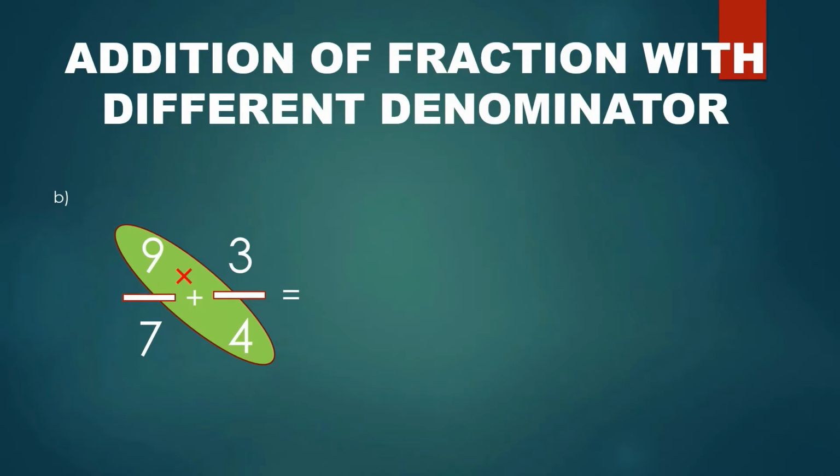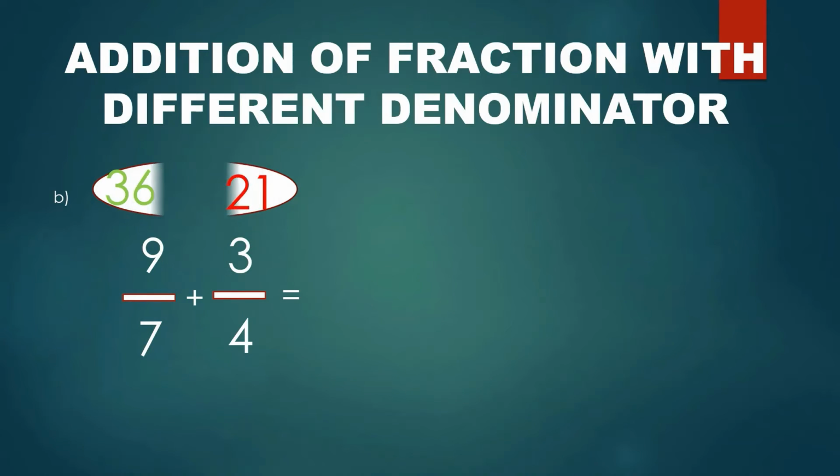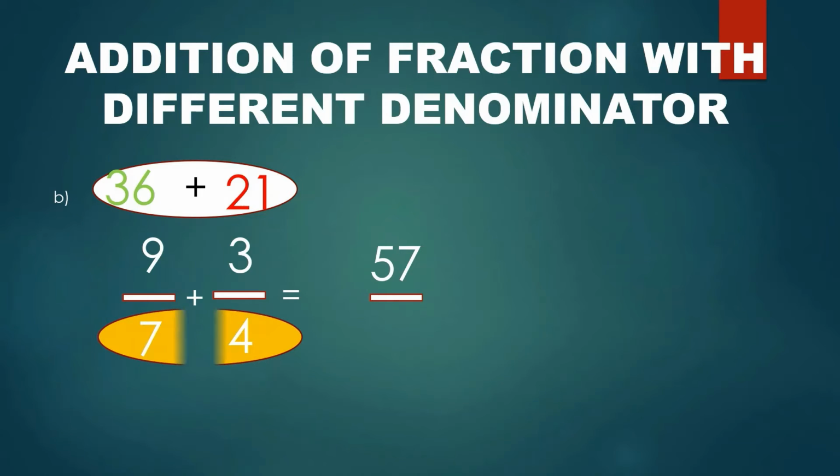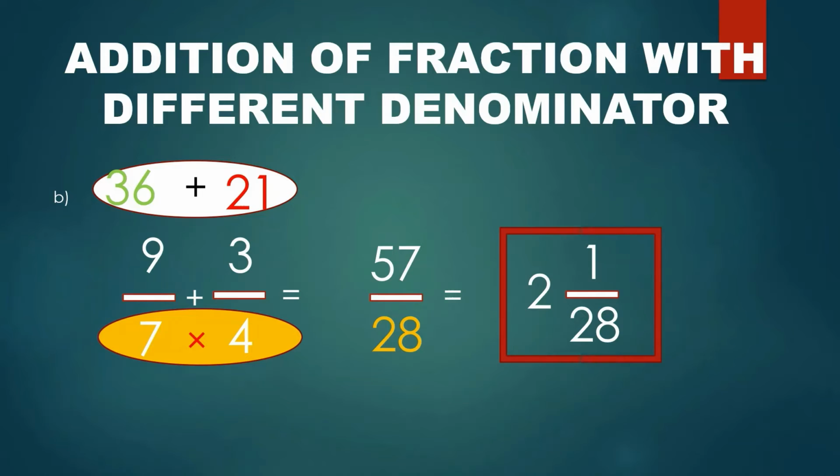9 multiply 4 equals 36. 7 multiply 3 equals 21. 36 plus 21 equals 57. 7 multiply 4 equals 28. Final answer is 2 and 1 over 28.